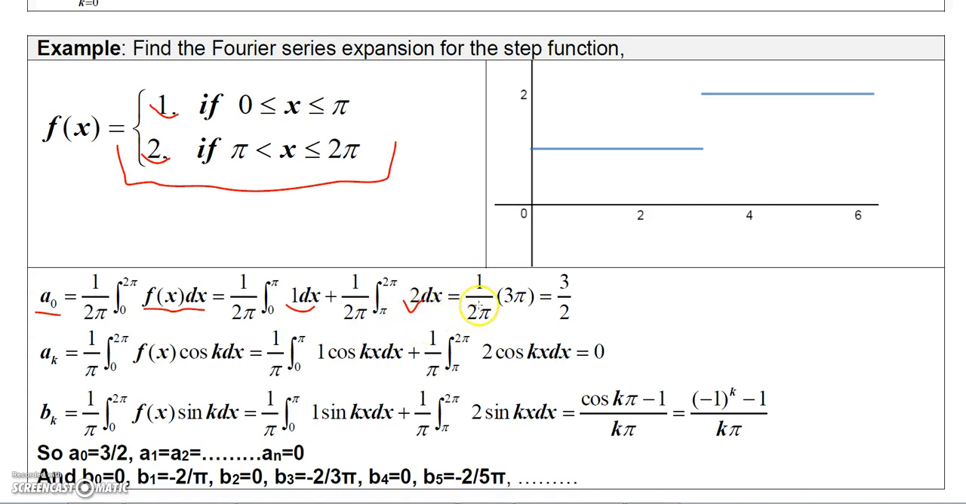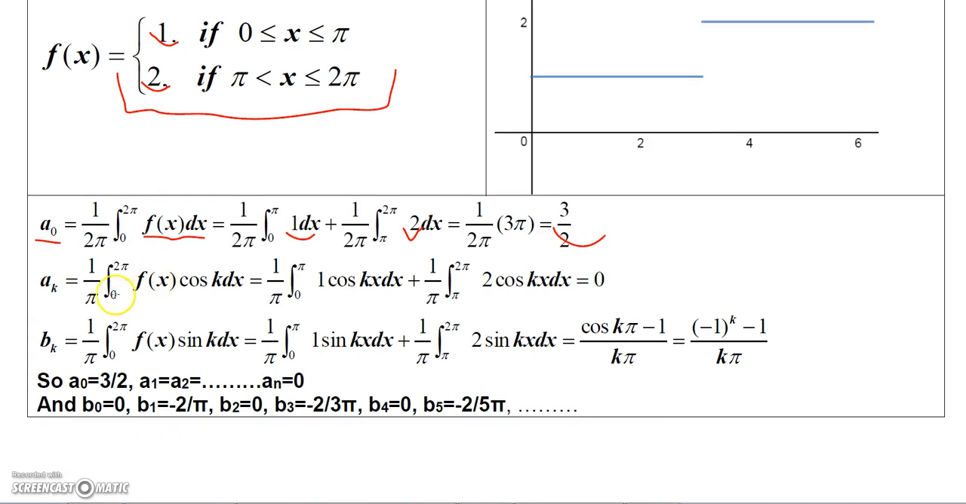And so you get 1 over 2 pi times 3 pi, which gives you 3/2. Now, to get a sub k, you integrate 1 over pi from 0 to 2 pi of f of x cosine kx. Well, so you're going to integrate 1 over pi from 0 to pi of 1 times cosine kx dx, because remember f of x is 1 when you're integrating from 0 to pi.